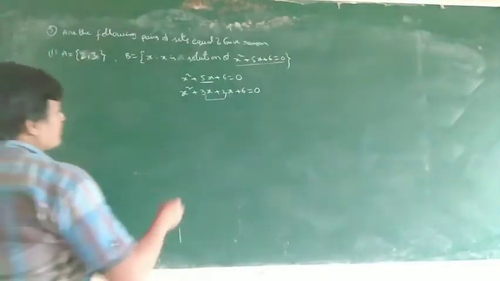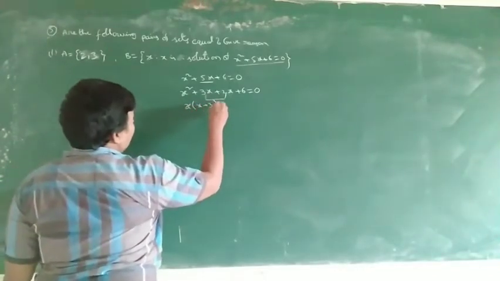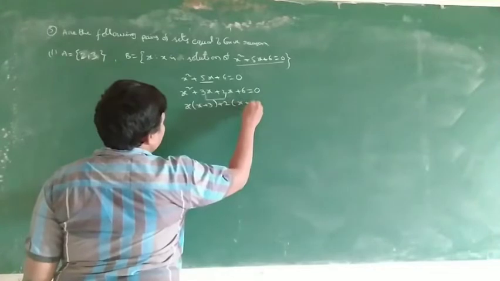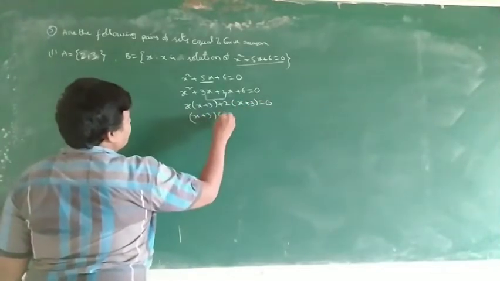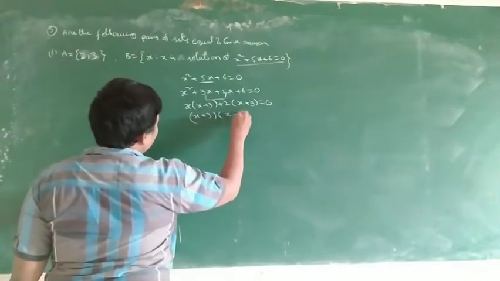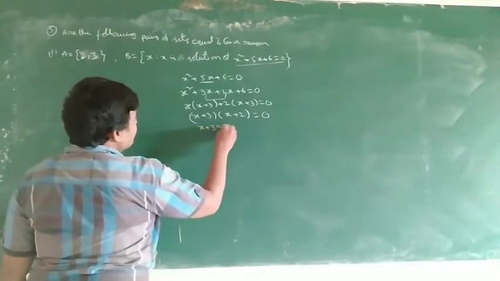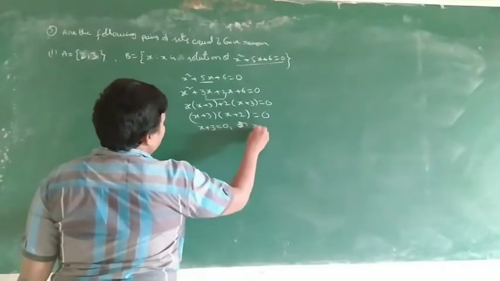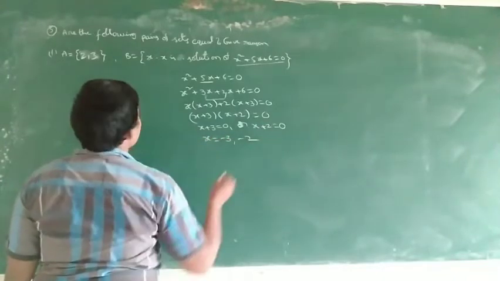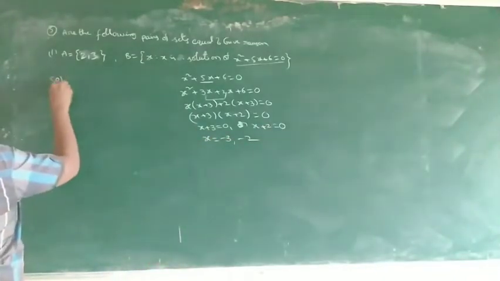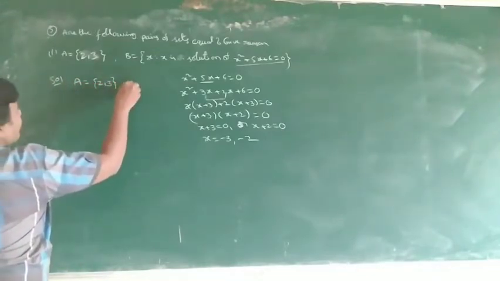So 3x plus 2x, x common, x plus 3 plus 2 common, x plus 3 is equal to 0. x plus 3 common, (x plus 3)(x plus 2) equal to 0. So a into b is equal to 0: x plus 3 is equal to 0 or x plus 2 is equal to 0, x is equal to minus 3, minus 2. So the solution: what is A? A is equal to {2, 3}. B is equal to what?